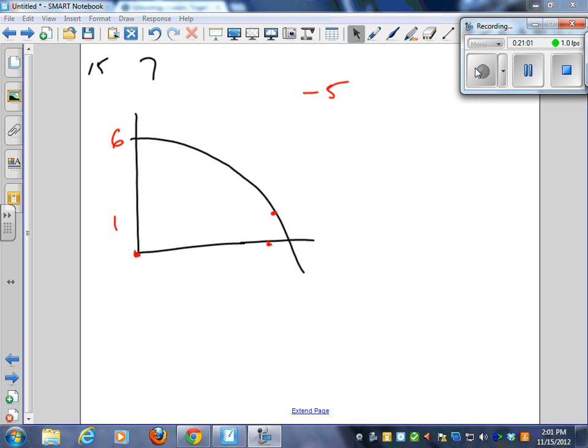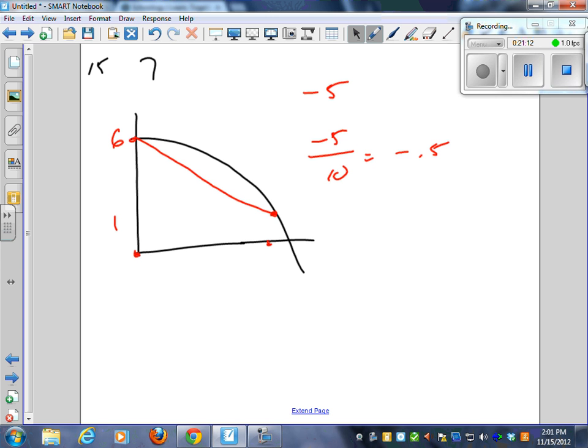V bar from 0 to 10. That takes the next step. You've got the displacement already. What's the change in time? So that's going to be -5 over 10 seconds, or -0.5 meters per second.